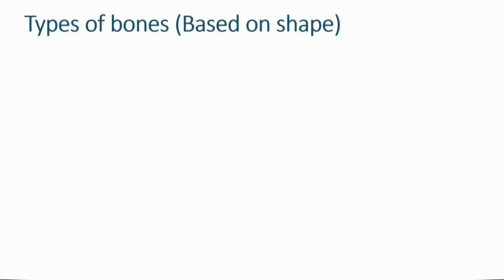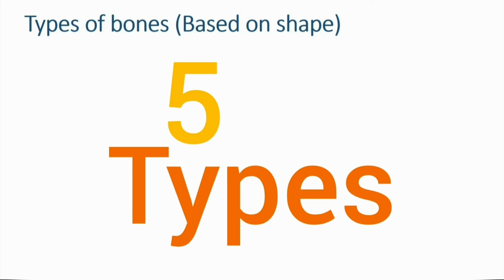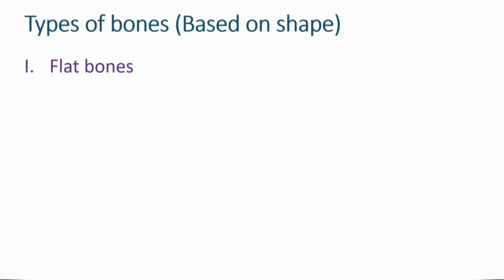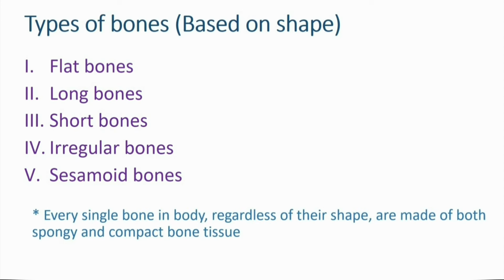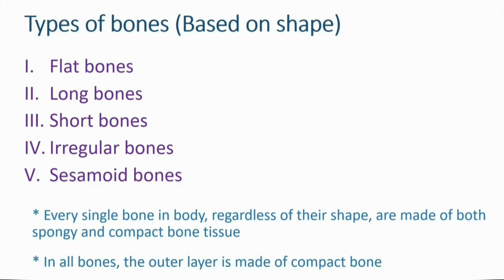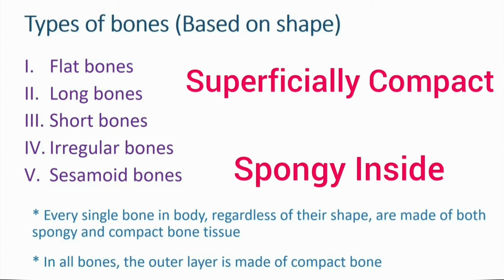So based on shape, there are five types of bones found in the body: flat bones, long bones, short bones, irregular bones, and sesamoid bones. Now, these bones, regardless of their shape, all have both bone tissues in their structure. Basically, the outer layer of bones is made of compact bone. In other words, bones are compact on the outside but spongy on the inside.